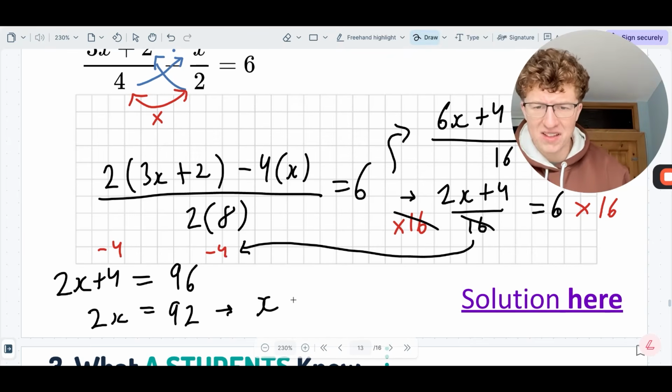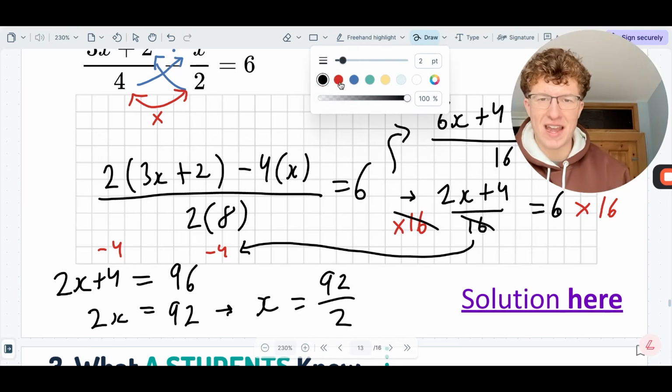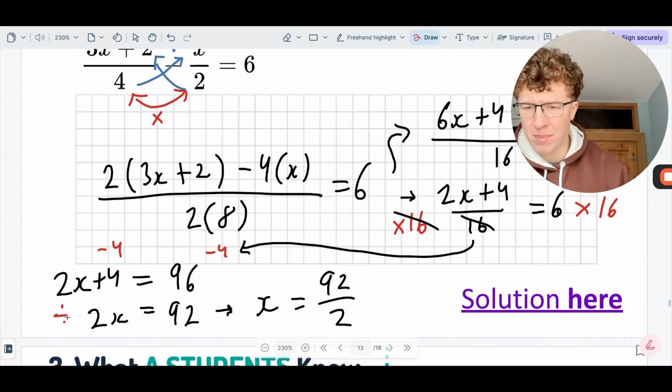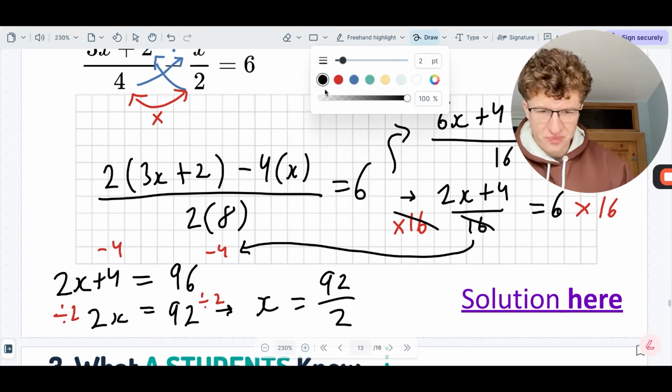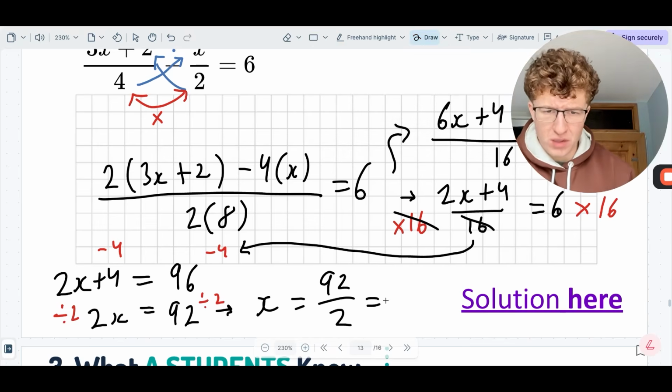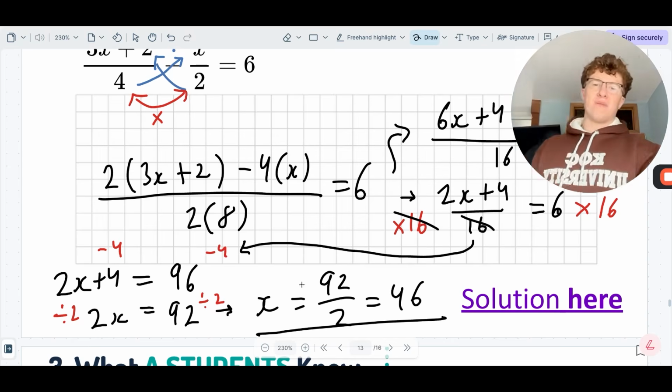That means that x is equal to 92 divided by 2. We want to isolate x. We want x on its own. It's multiplying with this 2. So we have to separate them by dividing by 2 on both sides, ending up with 92 divided by 2, which is equal to 46. So x is equal to 46 is the final answer.